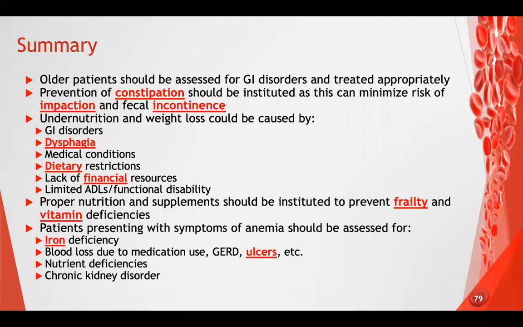In summary, older patients should be assessed for GI disorders and treated appropriately. Prevention of constipation should be instituted as this can minimize the risk for impaction and fecal incontinence. In terms of nutrition, undernutrition and weight loss can be caused by GI disorders, dysphagia, difficulty swallowing, certain medical conditions, dietary restrictions, lack of financial resources, and limited ADLs or functional disability. Proper nutrition and supplements should be instituted to prevent frailty and vitamin deficiencies because we do know that a lower body weight has a poorer prognosis than a higher body weight.